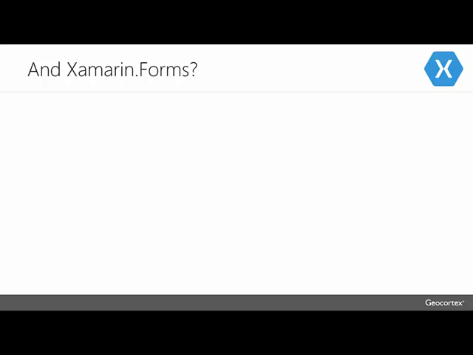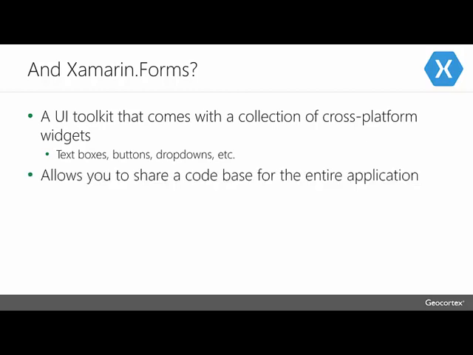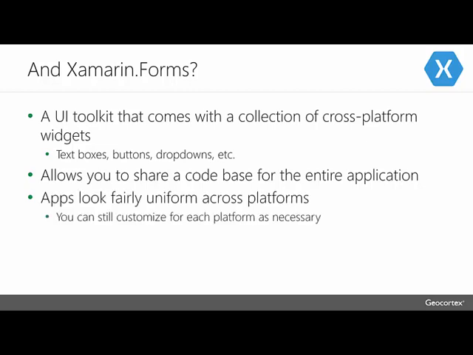And so then what is Xamarin.Forms? Xamarin.Forms is the UI toolkit that comes with a collection of cross-platform widgets. These are things like text boxes, text, buttons, drop-downs, number sliders, those kinds of things. This allows you to create a shared code base for the entire application. So instead of just business logic, you're also saving implementing UI code across platforms, which then means less code to maintain and test. But at the same time, if you need to write some platform-specific code, you totally can.